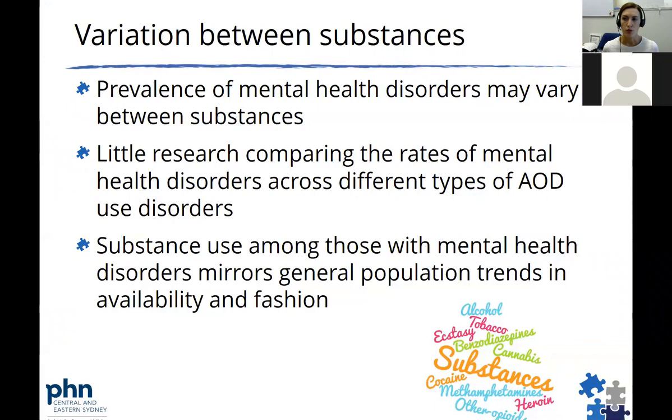The prevalence of mental health disorders can also vary between substances, but there's been little research conducted which compares the rates of mental health disorders across different types of AOD use disorders. So there's not a lot of information available that can help guide health practitioners in this sense. So substance use among those with mental health disorders tends to mirror the general population trends in terms of availability and fashion.